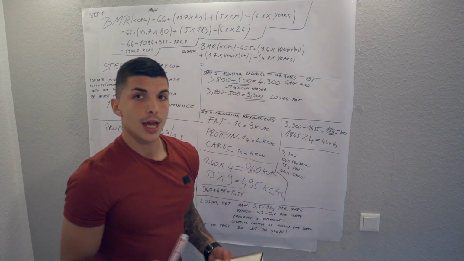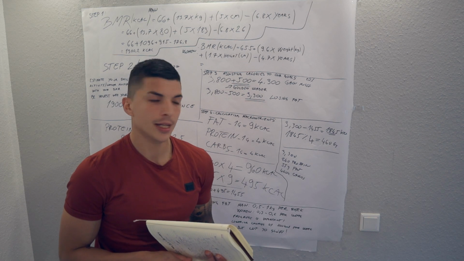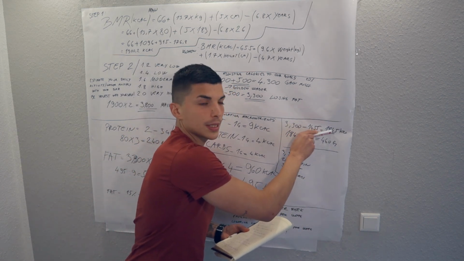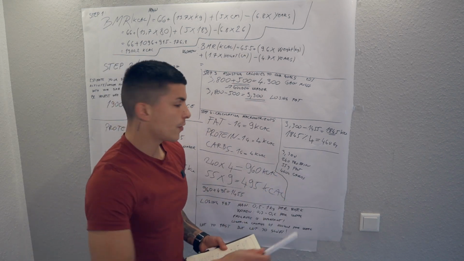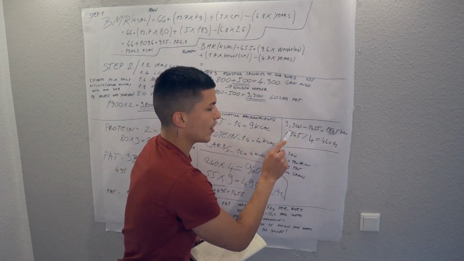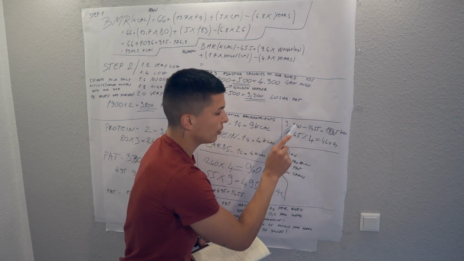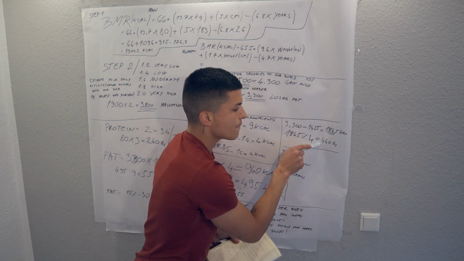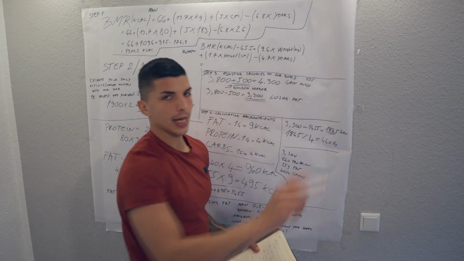1,845 calories. Now, that's the calories that I'm going to eat only from the carbs. And since we know 1 gram of carb is 4 calories, we simply divide these calories, 1,845 divided by 4. And the number here is 460, guys.